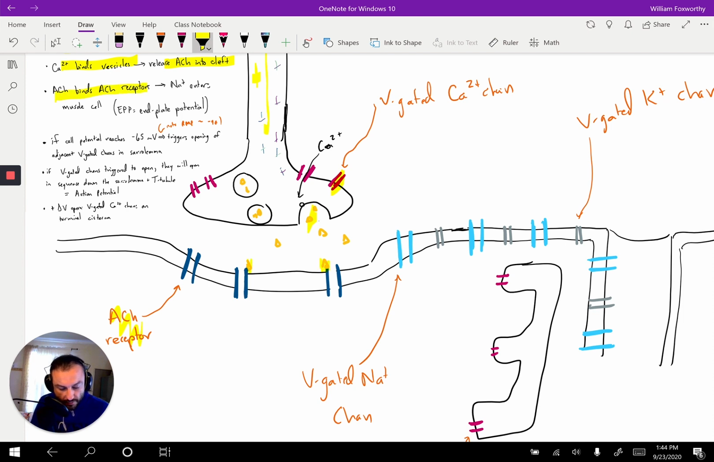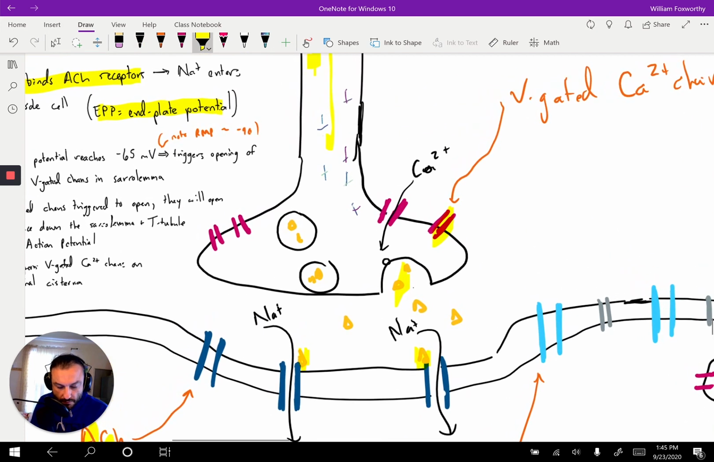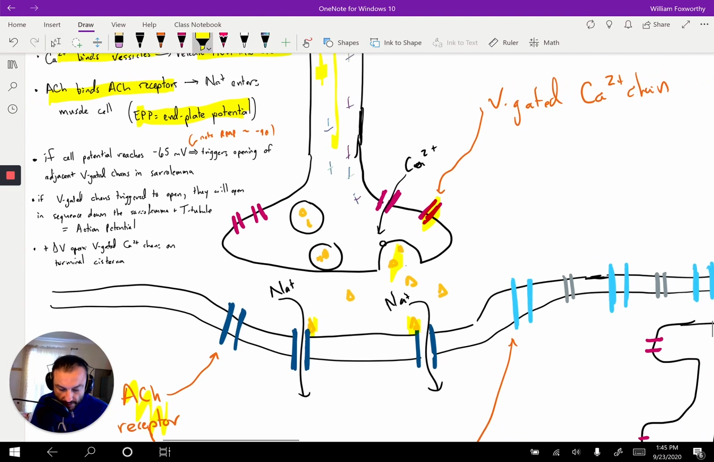In this case, these acetylcholine receptors have been bound, and so the big result is that sodium is going to enter through that motor end plate. Potassium also leaves, but like I've said a number of times, the important thing here is that sodium enters. This causes an end plate potential. Your muscle cell is becoming slightly more positive.